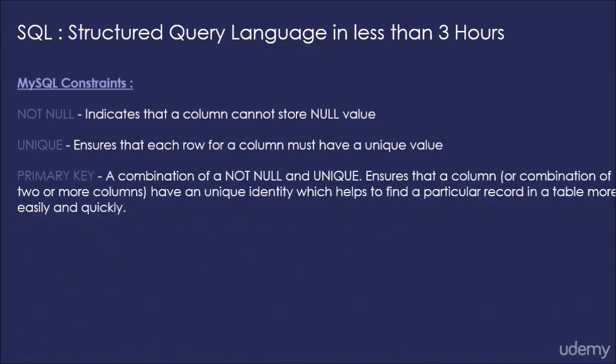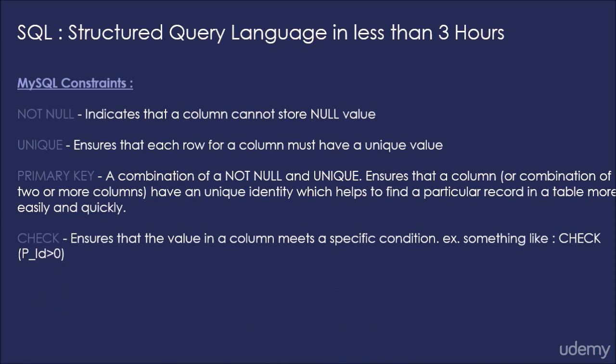The third one is primary key, which is basically making sure that the above two conditions, that is not null and unique, are handled together. So when you put a constraint primary key, it will make sure that the not null and unique are satisfied.